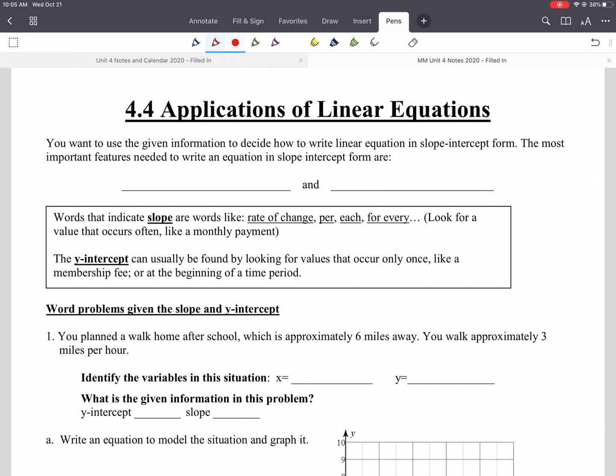All right, welcome. This is our last lesson, 4.4, Applications of Linear Equations. So we're going to do some word problems, which is nice because it's things that you could possibly use. You want to use the given information to decide how to write linear equations in slope-intercept form. The most important features needed are obviously the slope and the y-intercept, okay?